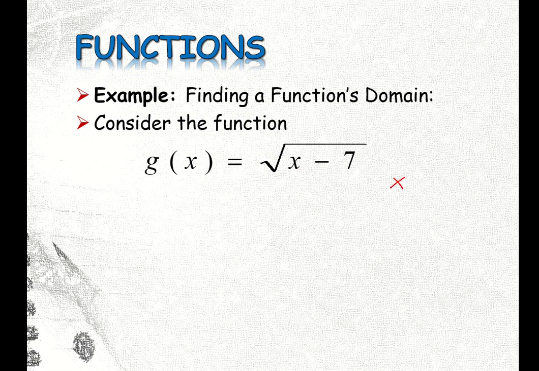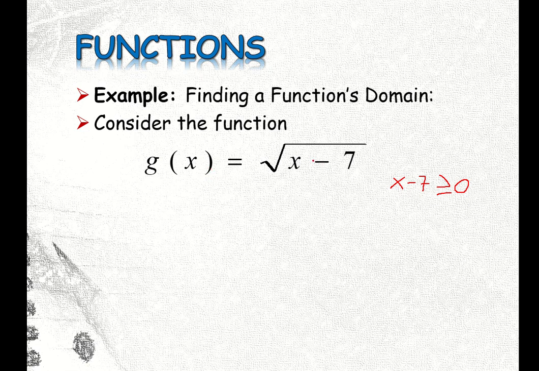x minus 7, that is the radicand. In order to have a function defined, it should be greater than or equal to 0. If the radicand is equal to 0, when will that happen? When x equal to 7, so 7 minus 7 equal to 0. Square root of 0 is still 0. So we can define our function, g sub x.